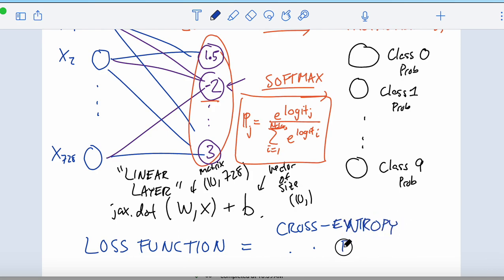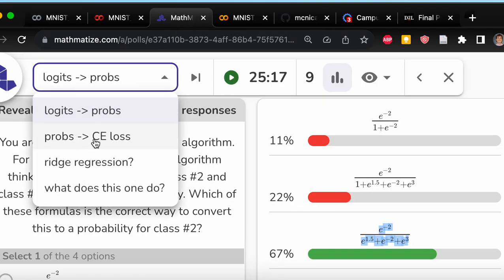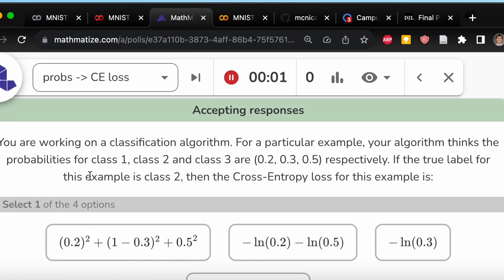And we had a class many weeks ago, where we talked about where does the cross entropy loss come from? It comes from the Bernoulli probabilities. And to remind you how cross entropy loss works, we have another problem. So you're working on a classification algorithm. For a particular example, your algorithm thinks the probabilities are 0.2, 0.3, and 0.5. So we've already created the probabilities. If the true label is at class 2, then the cross entropy loss is which of these?